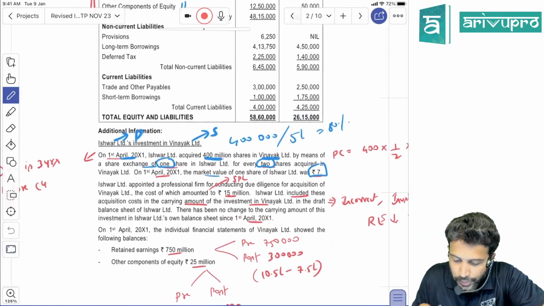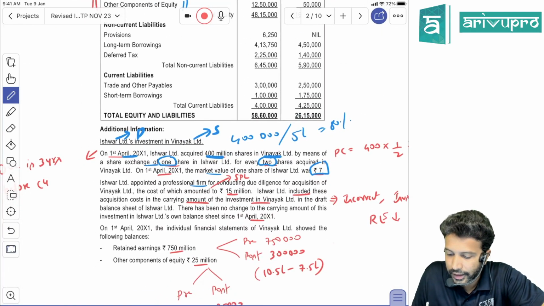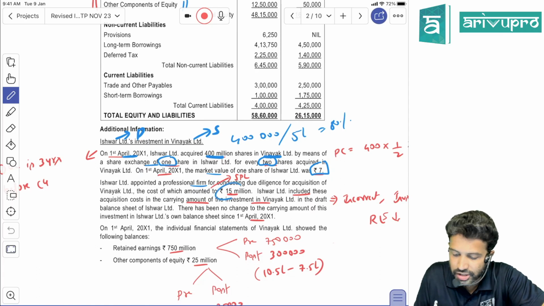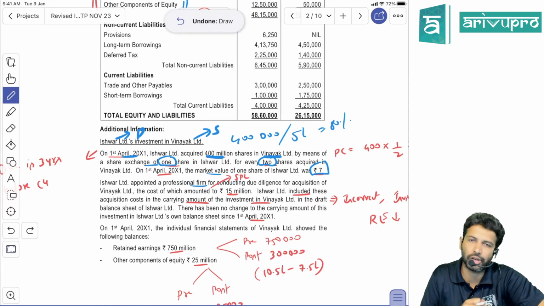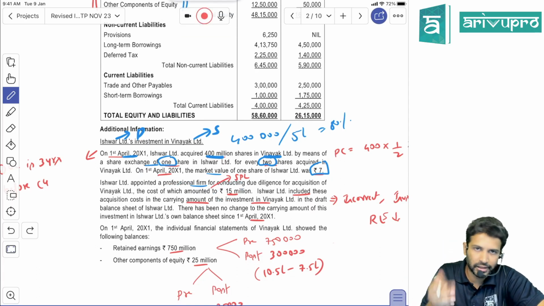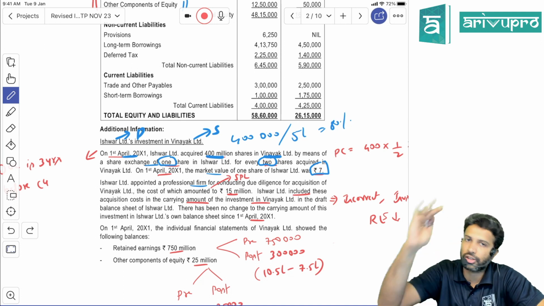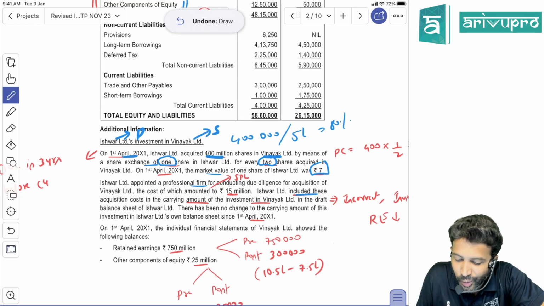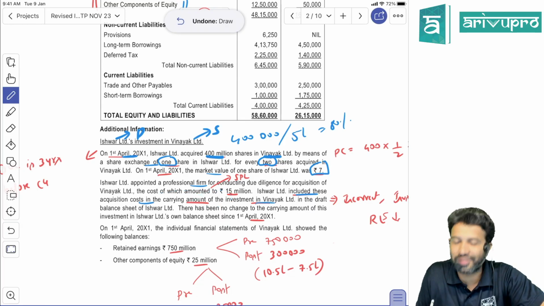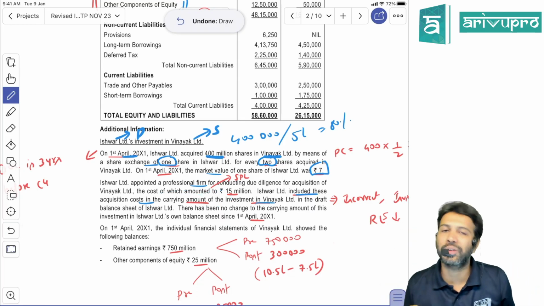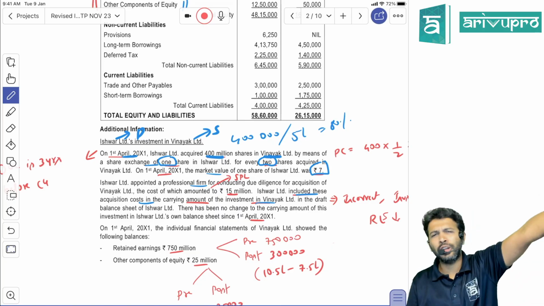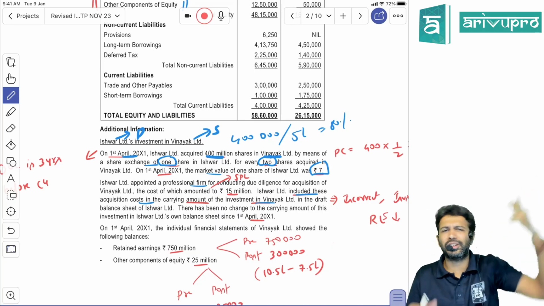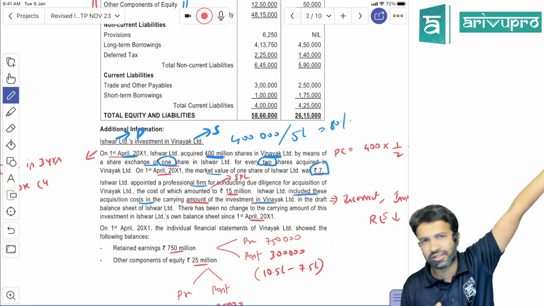Great. Ishwar Limited appointed professional firms for conducting due diligence for the acquisition of Vinayak, the cost of which is 15 million. So all these are transaction costs. IND AS 103 says at the time of business acquisition, any transaction cost will be transferred to SPL. So this will go off to SPL. Ishwar Limited included acquisition cost in the carrying amount of investment. So they added this in the carrying amount of investment. Maybe all these are acquisition costs, so they've added them because investments are valued as a financial instrument, right?